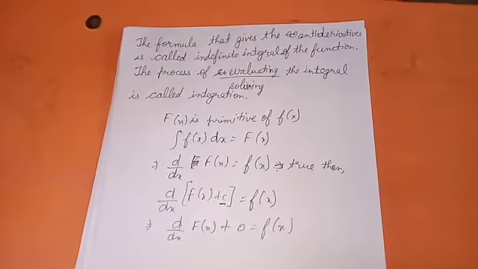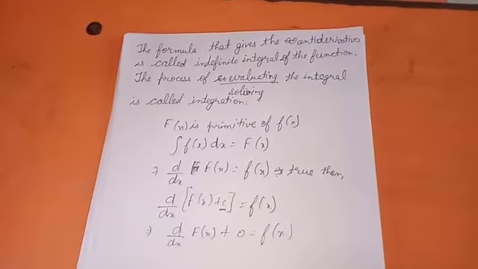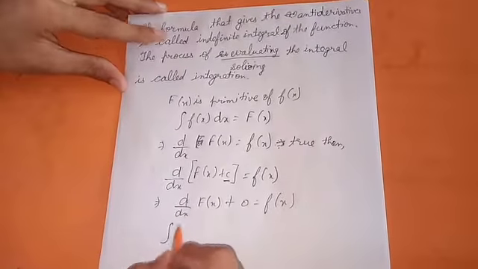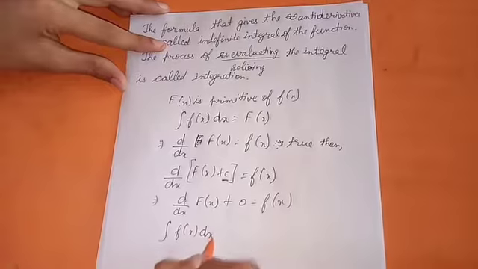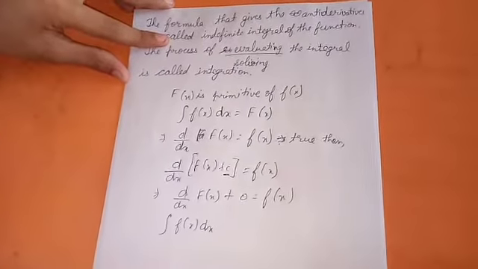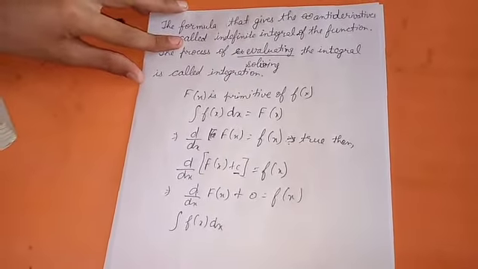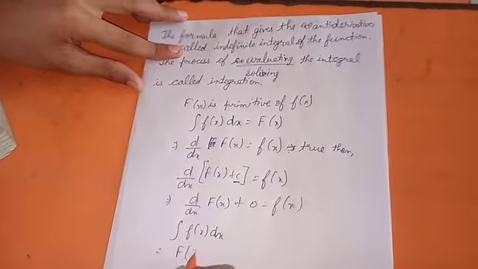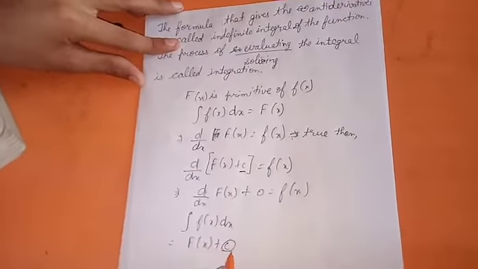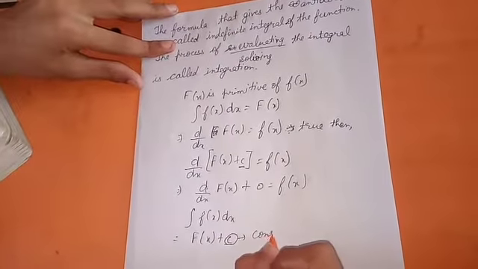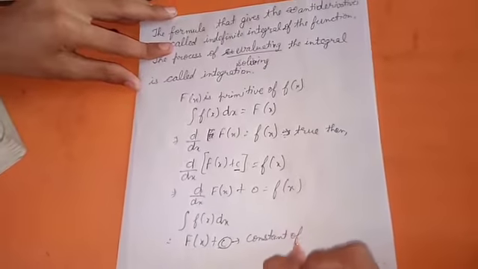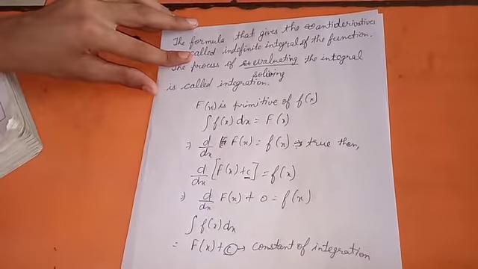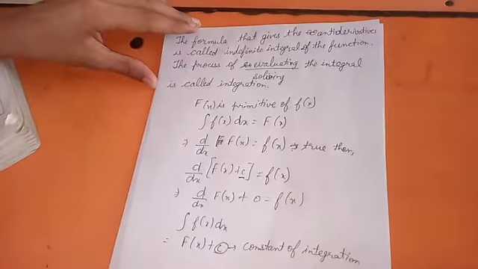So that's why, if we are given integration of f of x dx, that means this is our question given to us, and if we have to find its result, then how will we write it? We will write it as F of x plus c. We have to use a constant of integration. It is called the constant of integration, always while integrating.